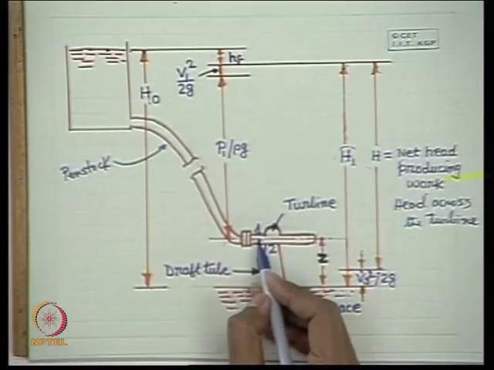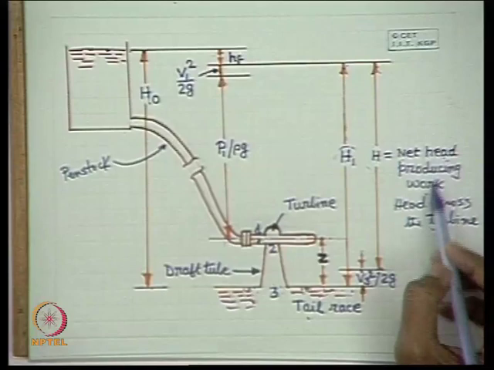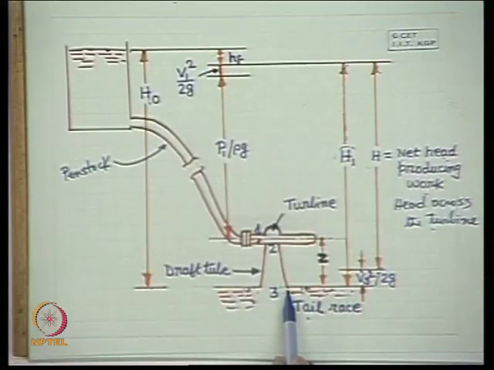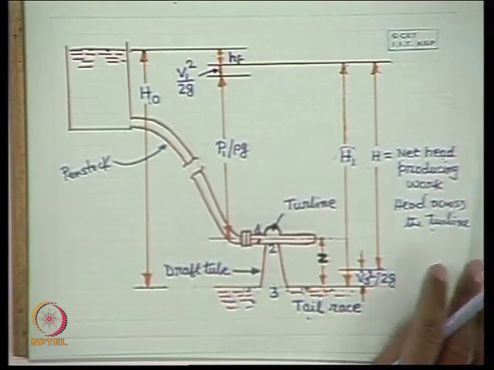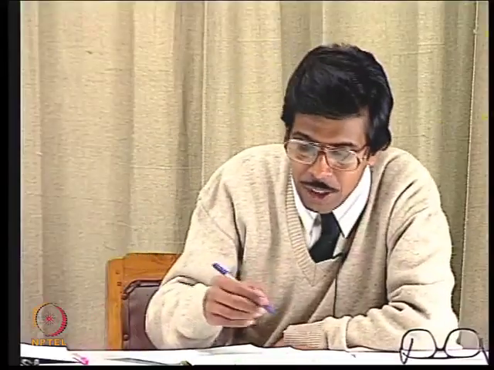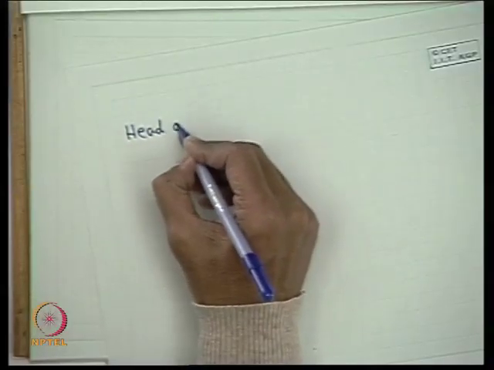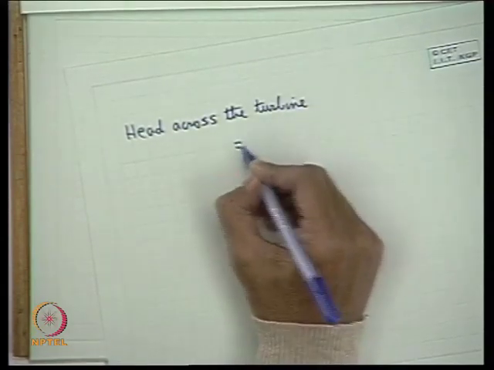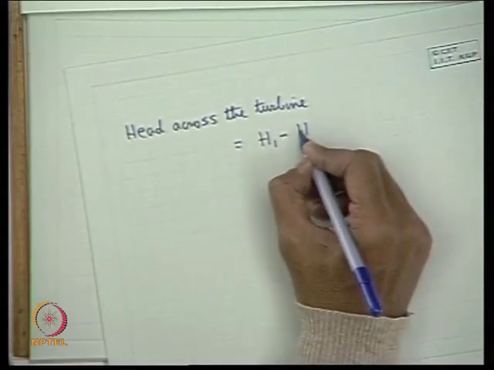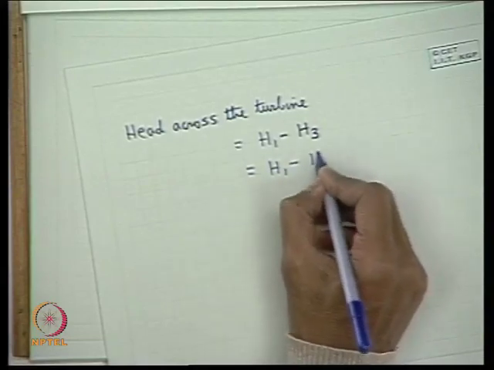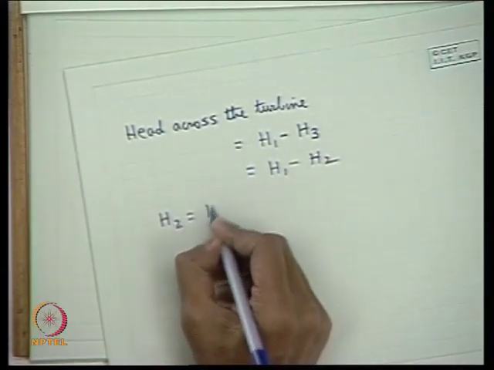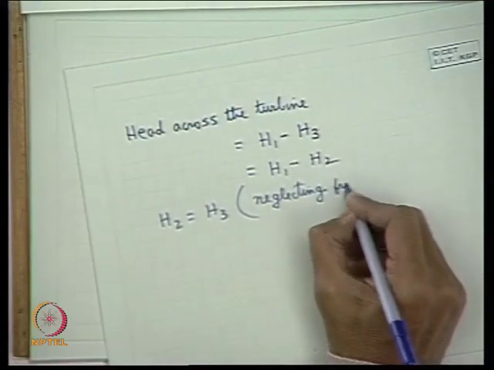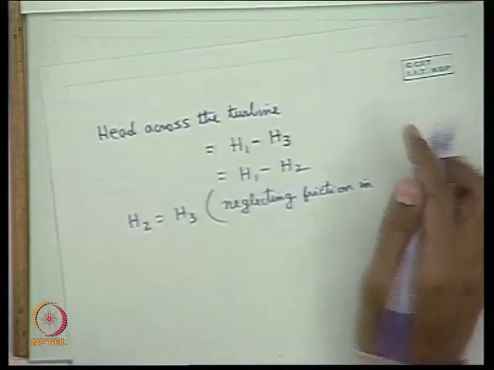So these are the different forms of head. Therefore, the head across the machine or turbine, the net head producing the work, is the difference of head at the inlet to the turbine and the outlet of the turbine. What is the outlet of the turbine? The outlet of the turbine is point 3. Now, neglecting friction, the head across the turbine is the inlet head H1 minus either H3 or H1 minus H2, considering H2 equal to H3, neglecting friction in the draft tube.